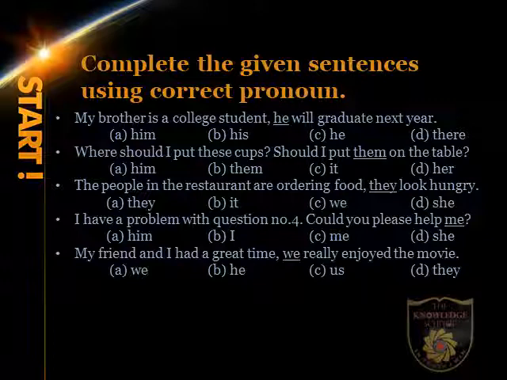Number 4: I have a problem with question number 4. Could you please help me? The word me will be used in the blank, but the options were him, I, me, and she, and we have selected me. Number 5: my friend and I had a great time. Dash really enjoyed the movie. Options are we, he, us, and they. And the correct option is we. We really enjoyed the movie.